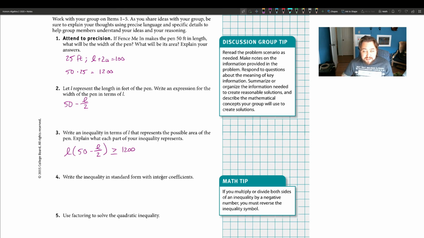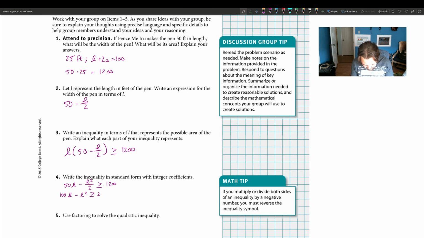Write the inequality in standard form. All right, so we're going to have to do some distribution here. That would be 50L minus L squared over 2 is greater than or equal to 1,200. We'll make it look more pretty. We will get, let's see, 100L minus L squared is greater than or equal to 2,400.